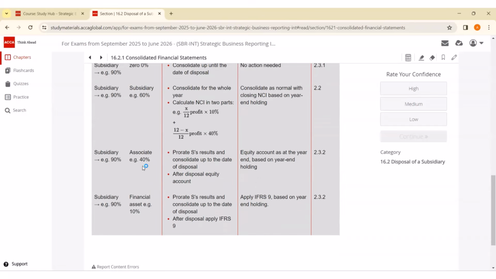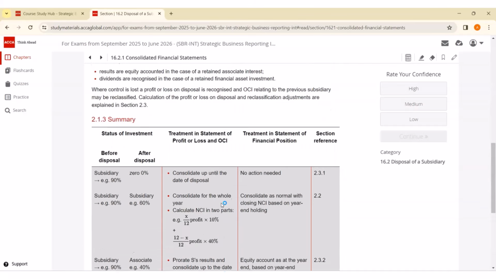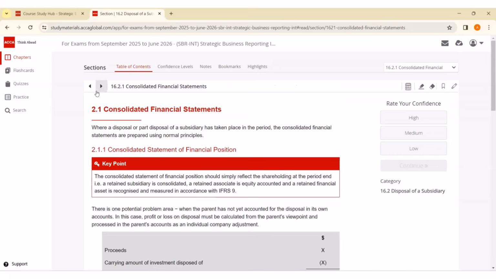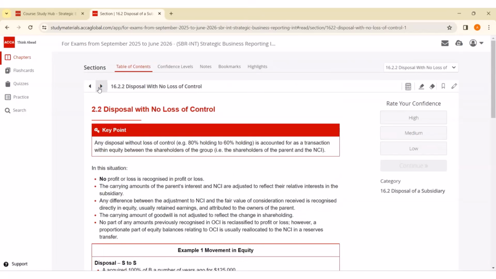When we talk about subsidiary to associate, then till the time it was a subsidiary, it is going to be treated like a subsidiary. Later on, it is going to be accounted for using the equity method of accounting as for an associate, and any kind of disposal related workings are going to be shown. And from subsidiary to financial asset, the results are going to be consolidated till the date of disposal, and afterwards IFRS 9 is going to be applied. So this is about the changes.